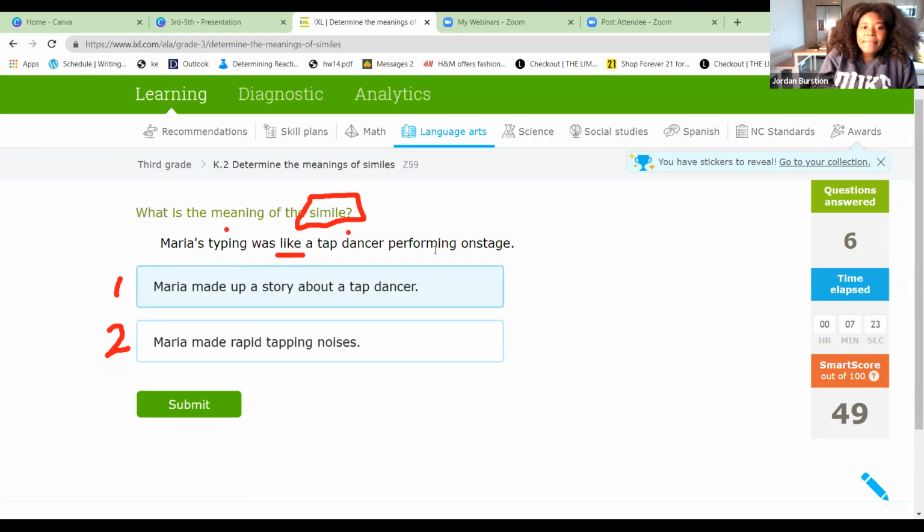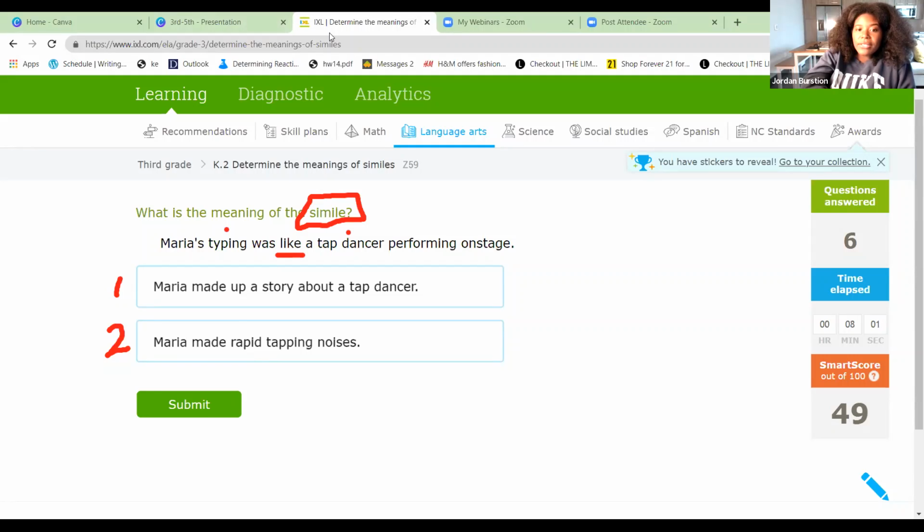So it says, what is the meaning of the simile? Maria's typing was like a tap dancer performing on stage. Did the author mean Maria made up a story about a tap dancer, or that Maria made rapid tapping noises? I want both of you to think a moment about what it sounds like when someone types and what it sounds like when someone tap dances. Tap dancing, you have metal on the bottom of your shoes, so it'll make a certain type of noise.